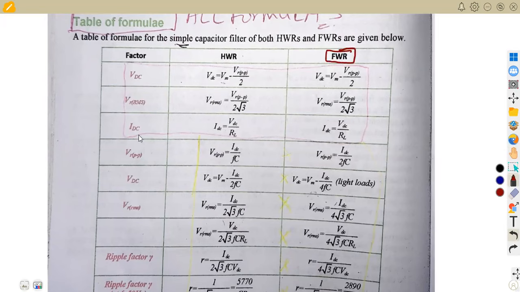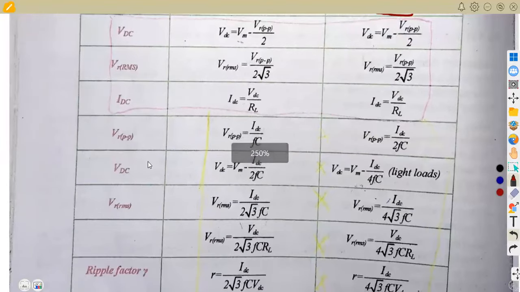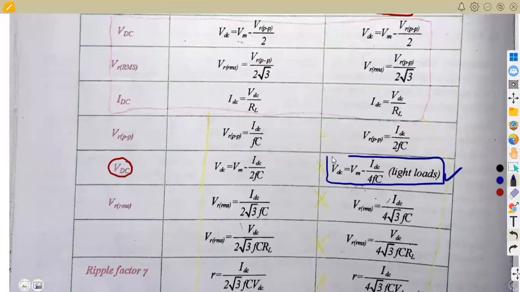All right. So we're asked to calculate the output, which is our VDC in this case. If we check here, our VDC is given. We are going to consider this part for a full wave rectifier here. That is, our VDC is going to be taken from this formula, which is VM minus IDC over 4FC, in this case.